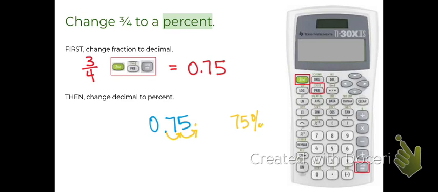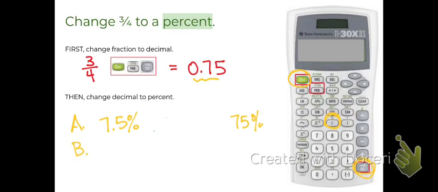Or if you don't remember that and you want to use your calculator, you can just go through each of the choices. Perhaps choice A is 7.5%. Put that in your calculator. 7.5%. Remember, second percent equals. And see if it gives you that decimal you're looking for. If not, go to B. 75% equals. And you'll see that does give you this 0.75.